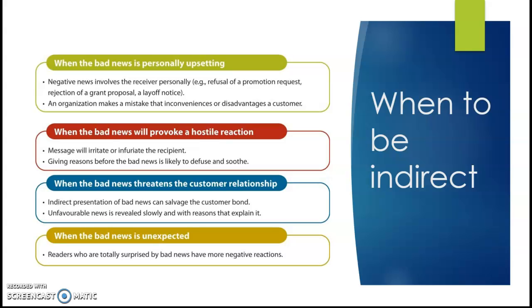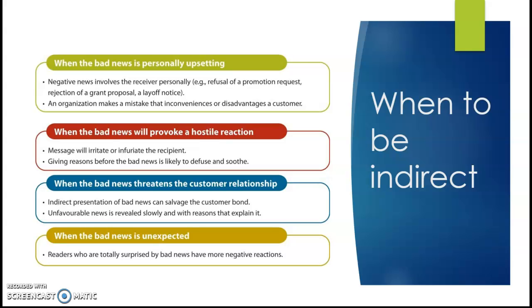When the bad news will provoke a hostile reaction. Woo, that's a heavy word there. This is straight from your text. But if we know that our reader is potentially going to be upset or irritated or angry, we want to diffuse and hopefully soothe. Third reason, when the bad news threatens the customer relationship. Okay, that is always central to our strategy in business communication. We want to ensure, maintain, and support positive relationships. So using an indirect strategy, we always keep in mind we're trying to maintain and foster strong relationships.